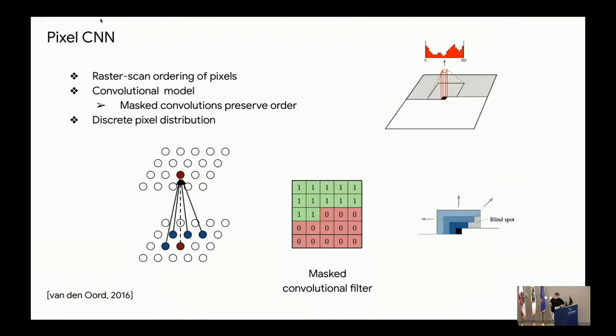So then an extension of this is the pixel CNN. So this is very similar in that we have this raster scan ordering of pixels, but now we introduce this convolutional model, and they introduce masked convolutions in order to preserve the pixel order that's important to have this autoregressive property. And so what this means is generating this pixel here, it sees this region around it, but it doesn't get to see anything to the right and below it.